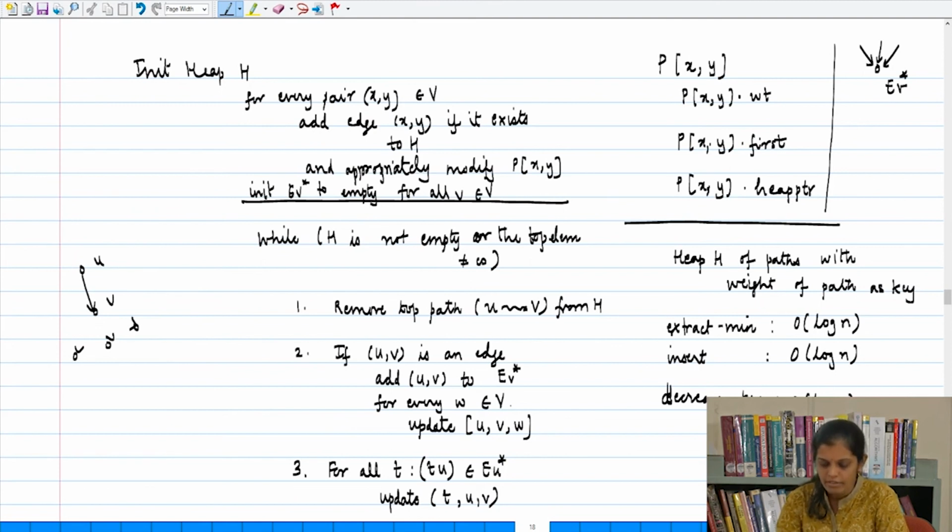If it is an edge, we are going to say that add UV to EV star, which is correct in the sense that we will prove that in fact it is an optimal edge. And then for every W, we are going to relax, or what is this update procedure. So how many of you would like me to write down the update procedure explicitly? It's not too much work, but I hope everybody understands what update is. So I will leave it. If you want, I can write it down at the end of the lecture.